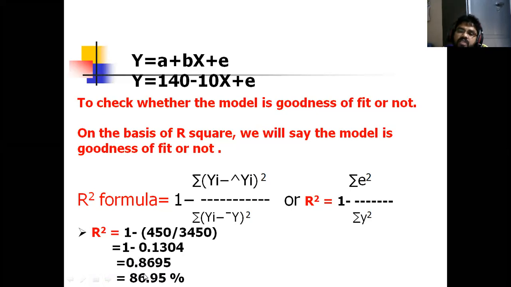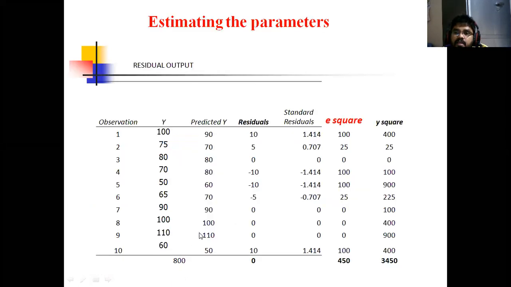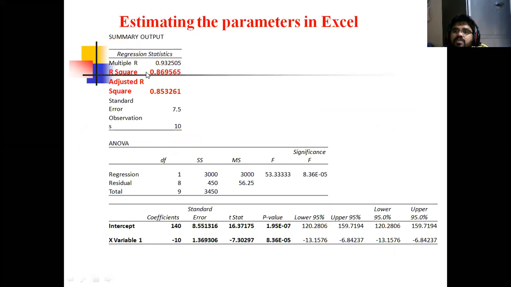But to check whether our answer is right or wrong, compare with the software. See, here R square is 0.8695. The answer is the same, manual as well as software. Okay. Is it clear now how we can estimate the R square in simple regression?